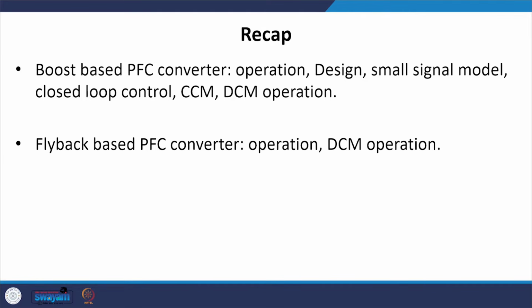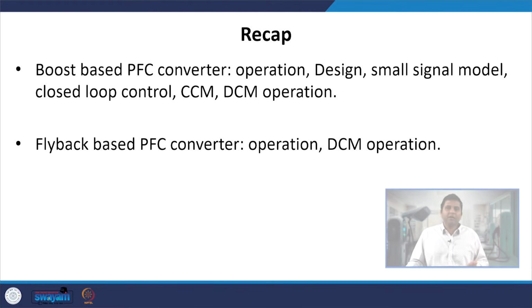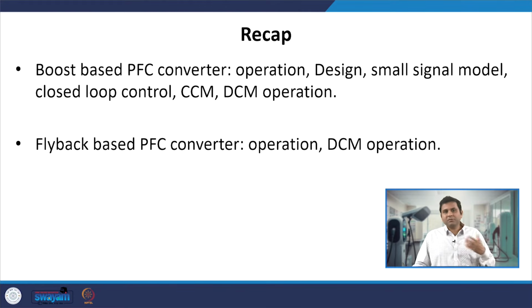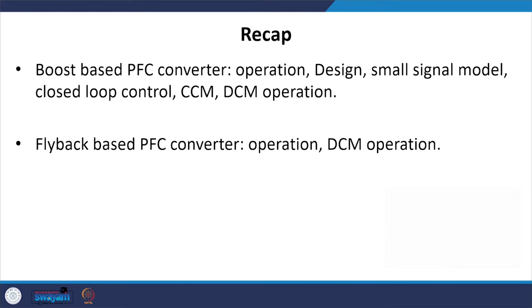We have seen in detail about the boost converter based PFC converters, where we have seen its operation, different design aspects, the small signal modeling, and the closed loop control of this converter, in which the control objectives were to regulate the output voltage while at the same time achieving the unity power factor current drawn from the AC source. And then we have seen its CCM operation, its DCM operation, how these two operations are different, when the two operations are used, and how the controls will change, in some previous lectures.